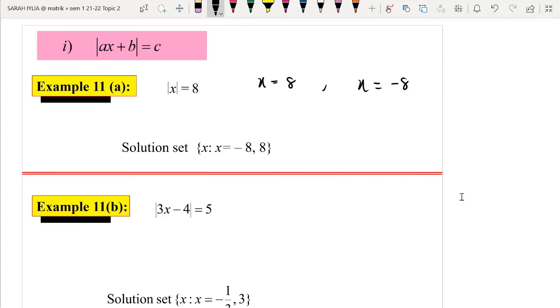Okay. Jawapan kita tak ada dalam bentuk interval sebab dia tak ada dari mana ke mana kan. So, you boleh tulis jawapan dalam bentuk solution set. So, curly bracket x double dot x negative 8, 8.